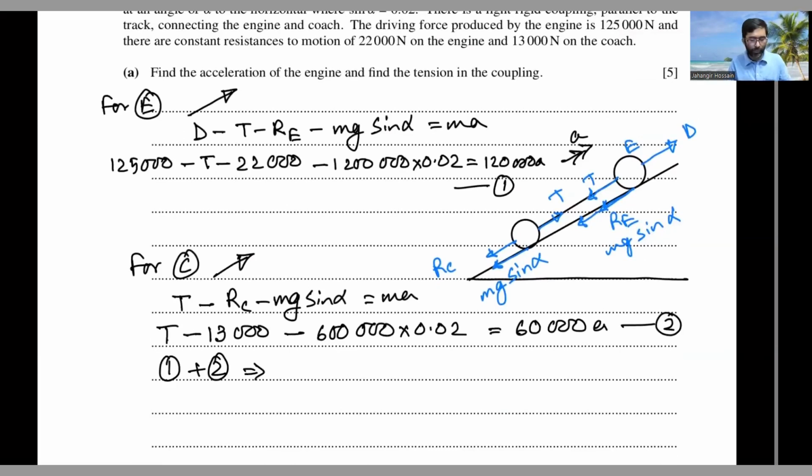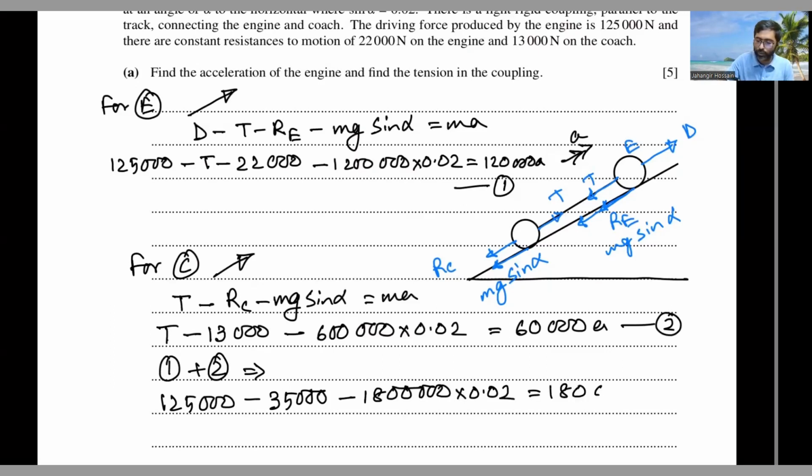Now we add these two equations and we have the acceleration. Let's write it first. 125,000 minus 22,000 minus 13,000, that is 35,000, minus 1,800,000 times 0.02 equal to 180,000 a. So a is 0.3.